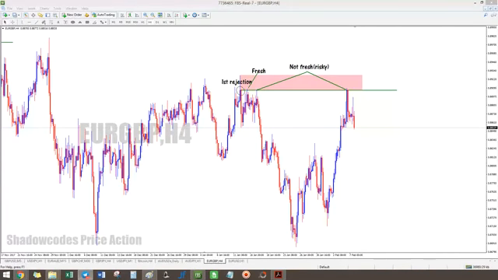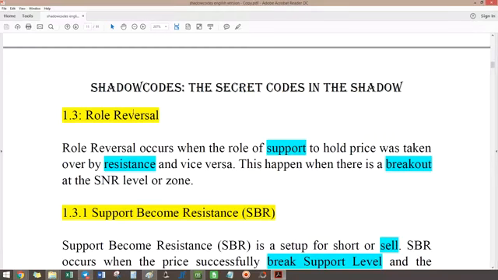If there is first rejection trade, there is no first support. Okay, understood. All right, so I will proceed with today's lesson: role reversal.